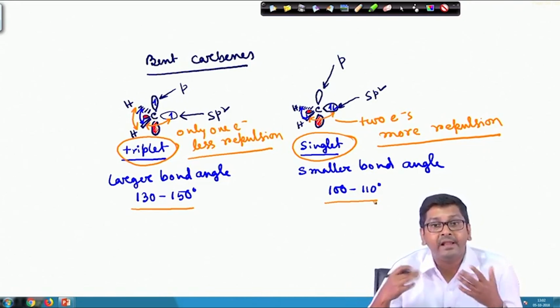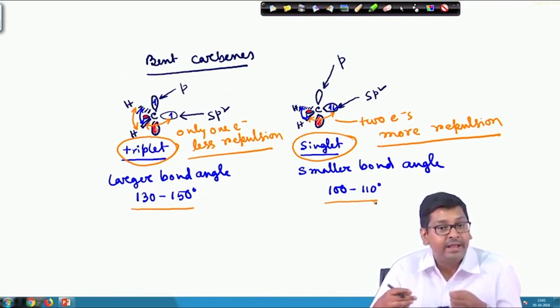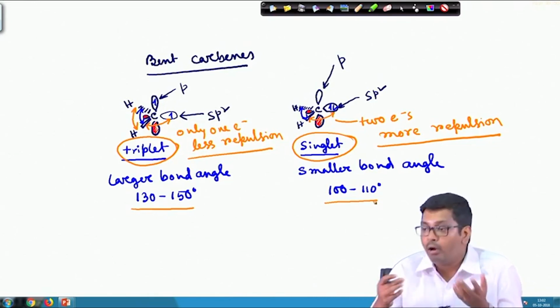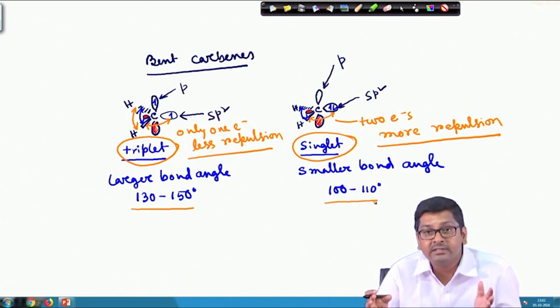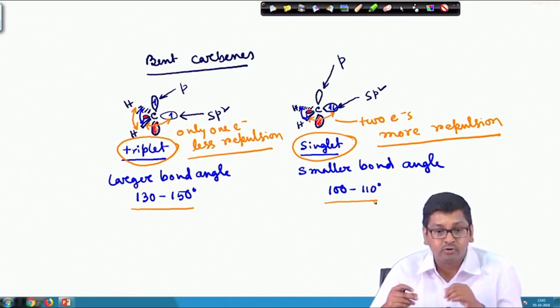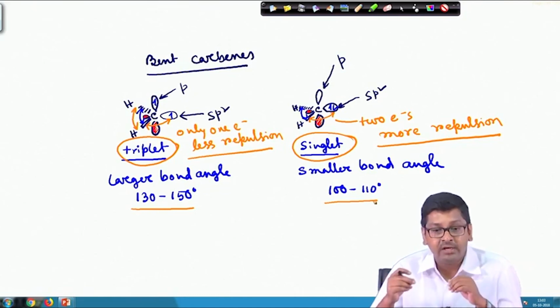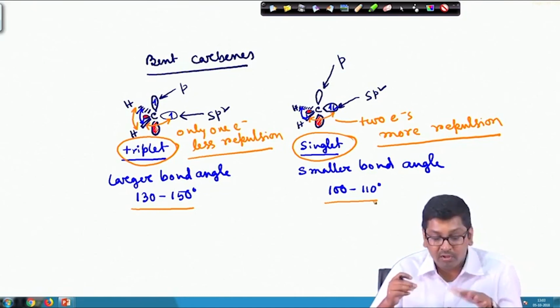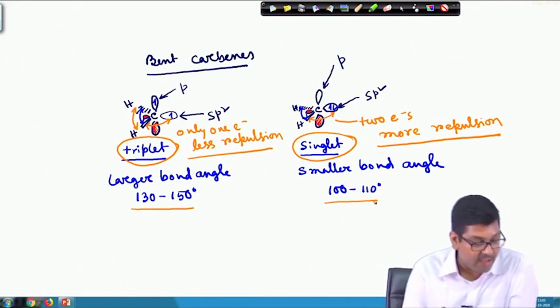So, we have to take help of certain analytical techniques, for example NMR, that is nuclear magnetic resonance spectroscopy, or mass spectroscopy. There are similar spectroscopic methods available to determine the structure of the compound. Here also, for this particular triplet carbene, it can be observed by ESR.